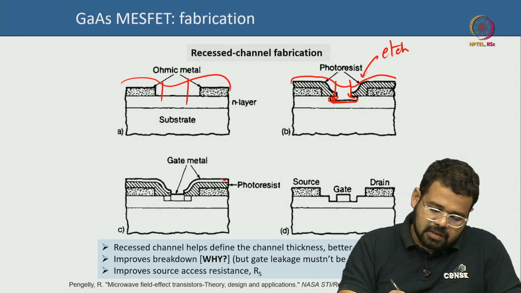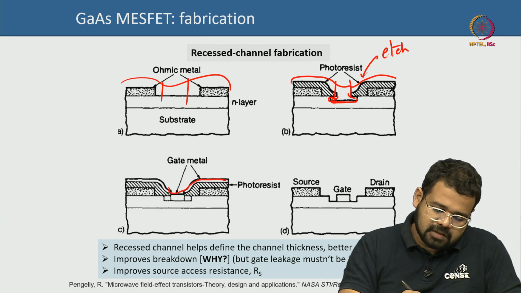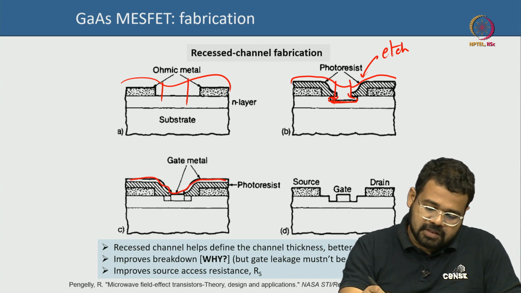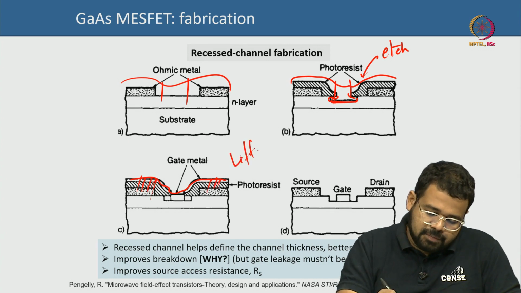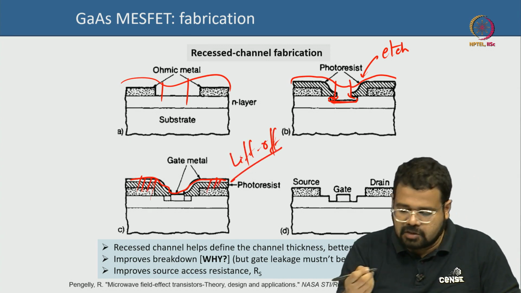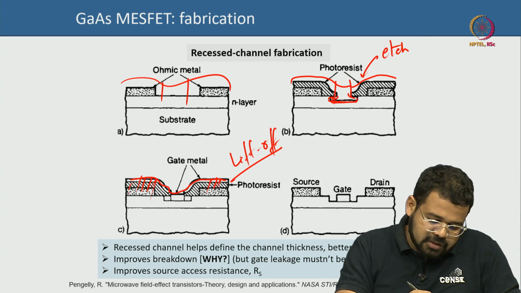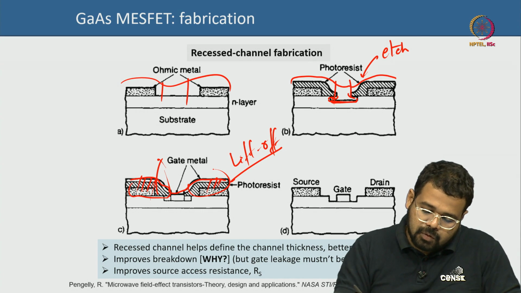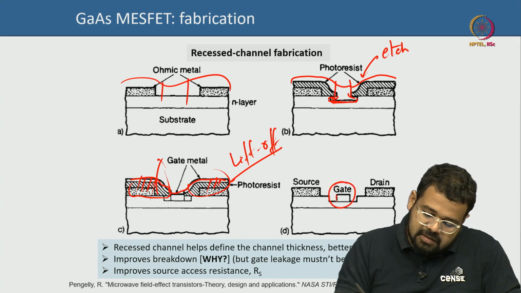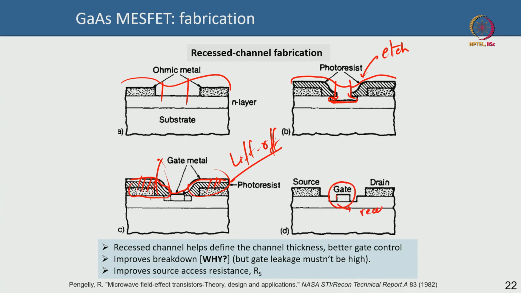So, this gate metal you see is coming everywhere. Now, there is photoresist right below the gate metal here and here. Now, if you do lift off, which means you dip it in acetone, for instance, or some such solution, then this entire photoresist will go away, removing whatever is on the top, and you get a gate which is sitting at a recess. This is a recess.